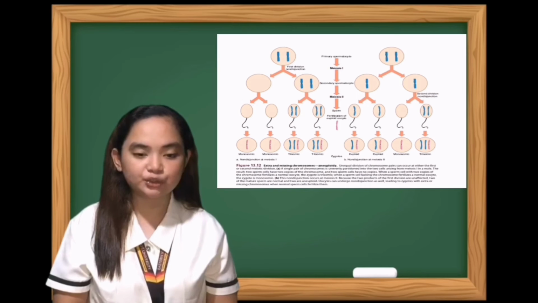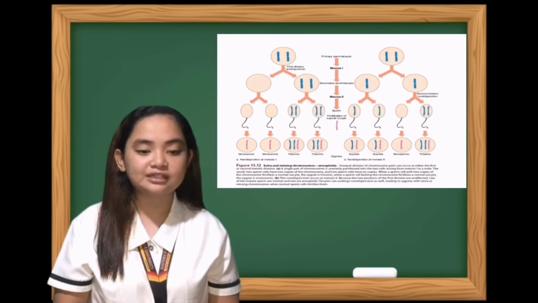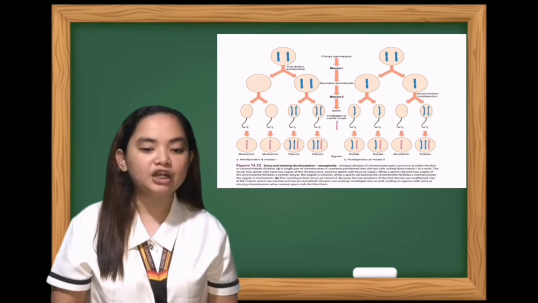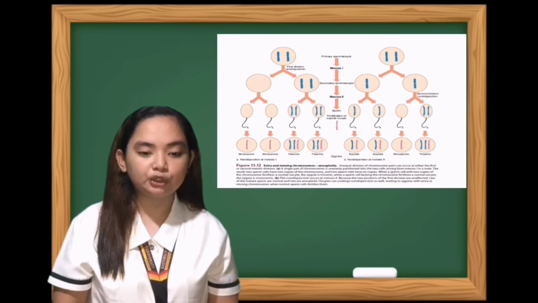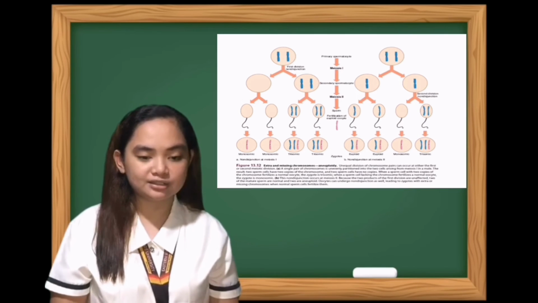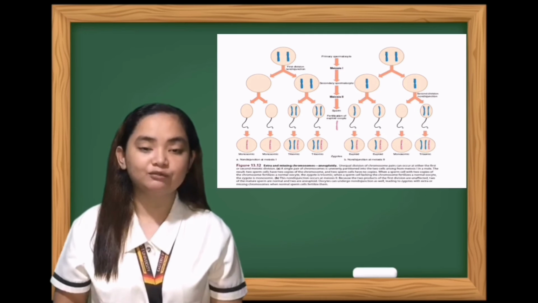This non-disjunction occurs at meiosis 2 because the 2 products of the first division are unaffected. 2 of the mature sperm are normal and 2 are aneuploid. Oocytes can undergo non-disjunction as well, leading to zygotes with extra or missing chromosomes when normal sperm cells fertilize them.